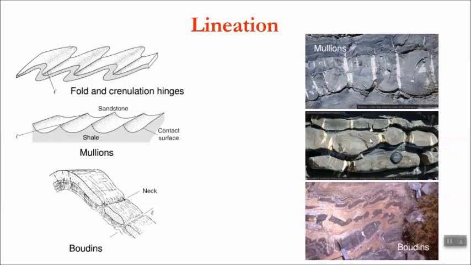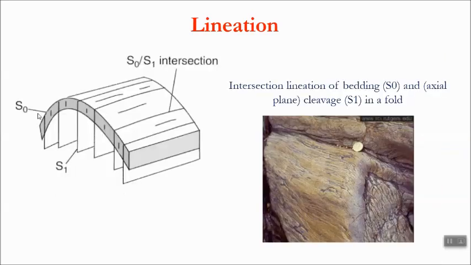Suppose we have a bedding, and in addition to the bedding we have some foliations due to the arrangement of phyllosilicates, like mica. When these foliations, say S1 foliations, intersect with the bedding, they also tend to form an intersection. These are called intersection lineations, the bedding-foliation, S0 S1 intersection lineations.